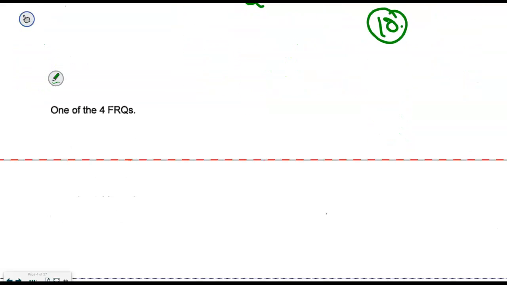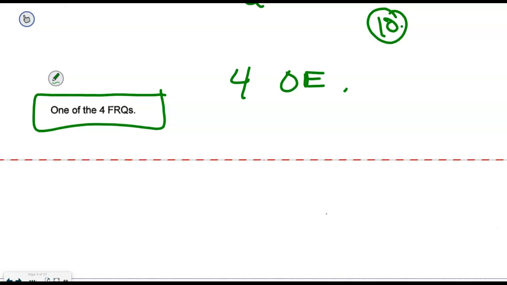Last thing, you'll also have one of the 4 FRQs. What do I mean by that? The one from yesterday. Exactly. You don't know which one. All right, so here's your test. 4 open-ended, no calculator, right? 2 arc lengths, an area volume question, and a surface area of revolution.